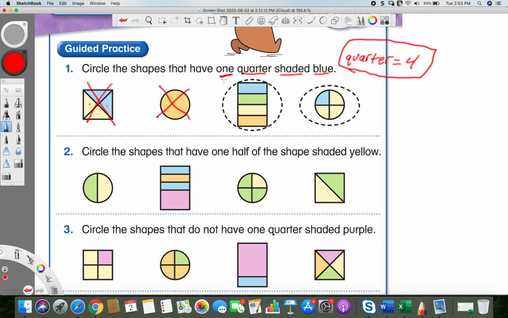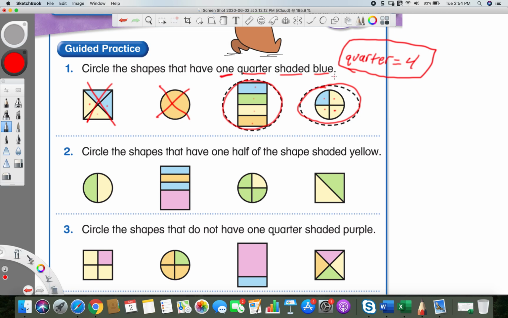That's what 1/4 means. And we look at these shapes, we can see that this one here has 4 pieces. 1, 2, 3, 4. How many blue pieces does it have? It has just one. So this looks great, and we're going to circle this. And we look at this circle here. It has 1, 2, 3, 4 pieces. Good. It's looking good. And only one is shaded blue. So we're going to circle that too.